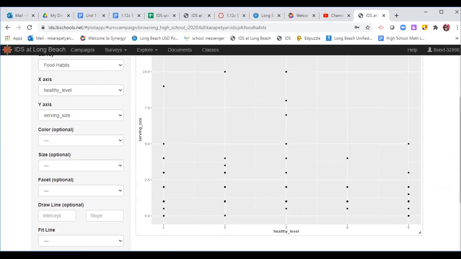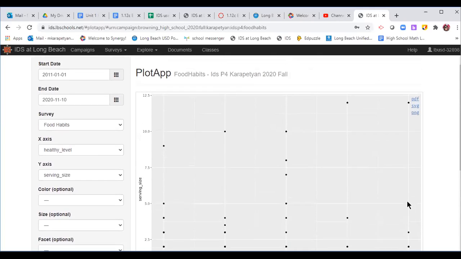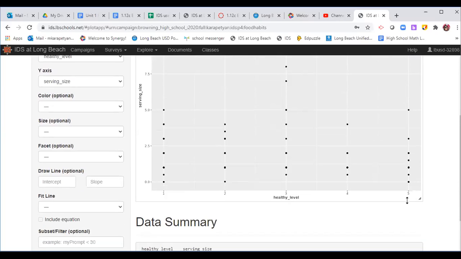You could ask, what's the average number of serving sizes the IDS class eats at a healthy level of very unhealthy, or very healthy? What's the average number? And you can easily find the average because finding the average is just adding numbers together and dividing by the number of numbers you added. What was the amount of serving size that we ate per day?